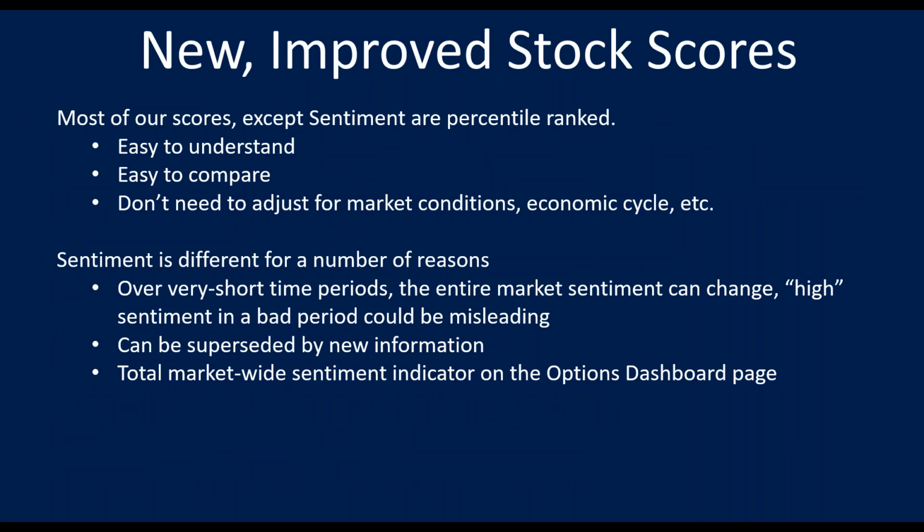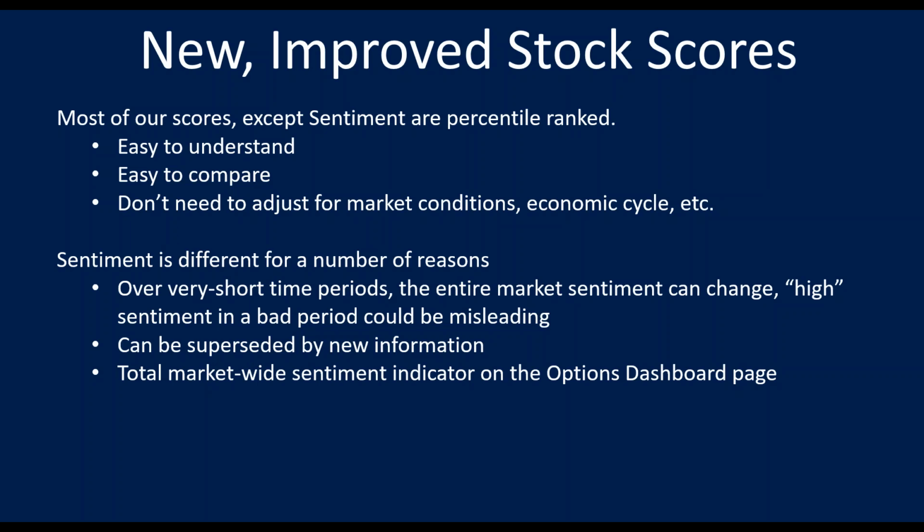All right, so the new and improved stock scores, just a little bit about the stock scores generally. Most of the scores, with the exception of the sentiment score, are percentile ranked. So you'll see from 0 to 100. 100 is the top, 0 is the bottom. Most things obviously fall somewhere in the middle. What percentile ranking means is something that scores an 85 has a higher score than 85% of stocks.